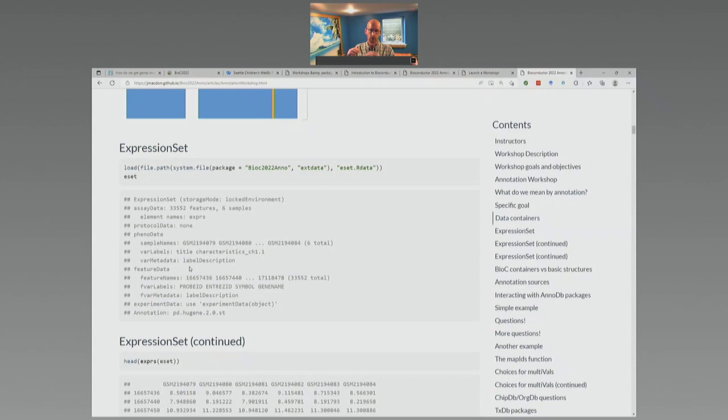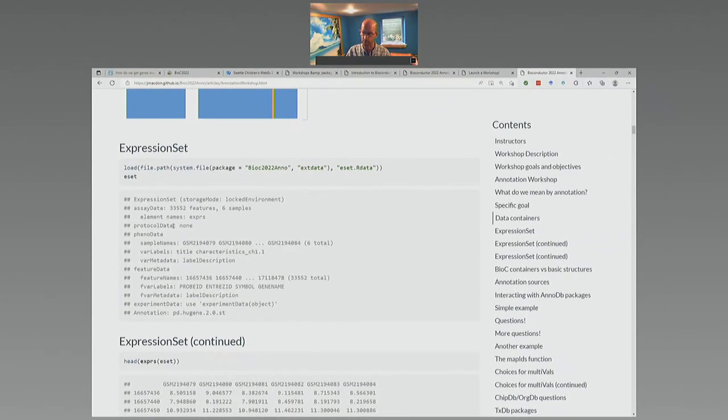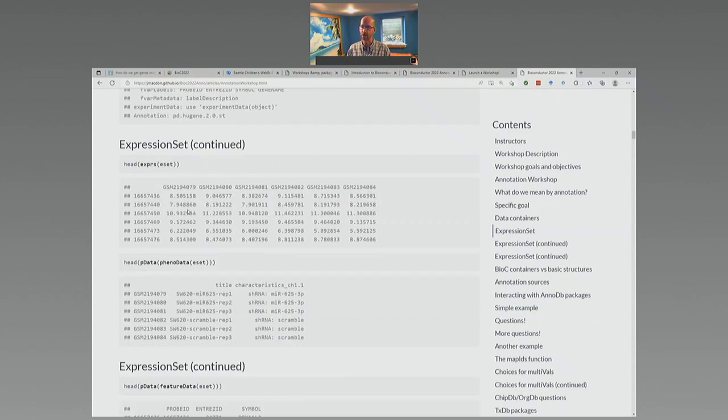And instead of doing something like a data frame would do, where it's just going to keep churning out row after row after row, it just tells you a bunch of stuff about it. So we've got 33,000 genes, six samples. The pheno data tells you things about the phenotypic data. The feature data tells you things about the genes. You can put in data about the protocol, about how you treated the samples and things like that. So it gives you this nice information that tells you everything about your data, and you can extract information about it.